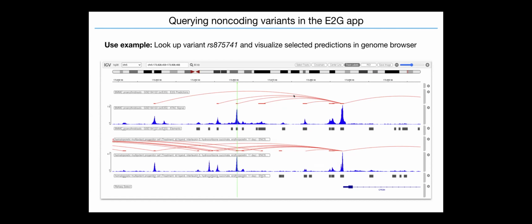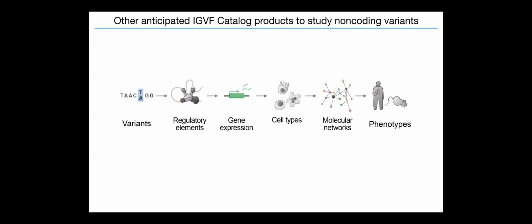So now I've shown you how we can use specifically the enhancer gene links in the IGVF catalog to better understand non-coding variants and prioritize predicted target genes and cell types of action that might be worth looking into for downstream analysis or experiments. However, there's of course much more to understanding non-coding variant function. And so as part of building the IGVF catalog, we are working towards adding a lot of different products in addition to that, and some of them are already available in the catalog. So here's a very brief overview of these other anticipated catalog data sets and analysis products that will be useful to study non-coding variant function.